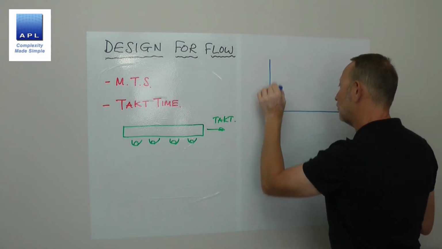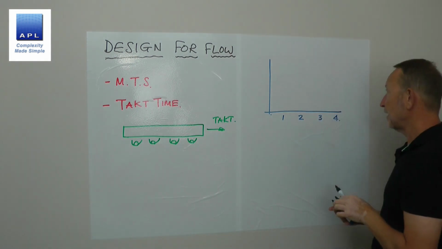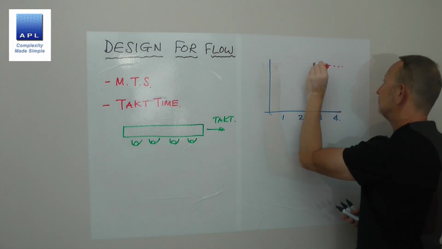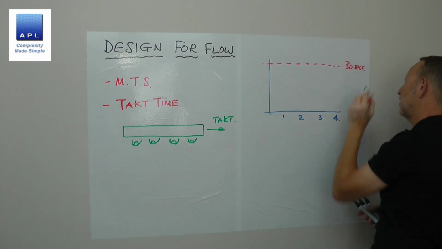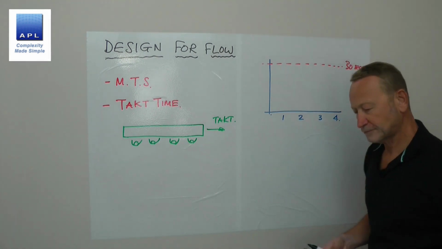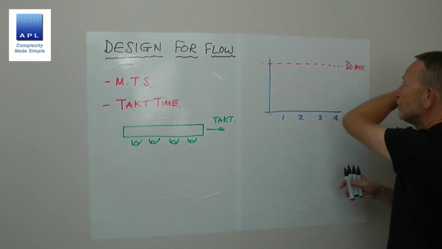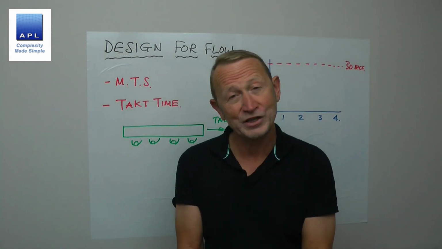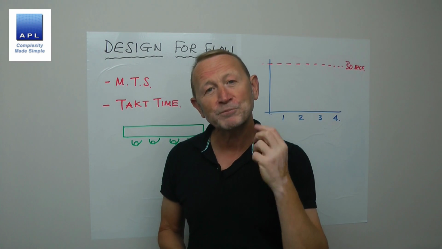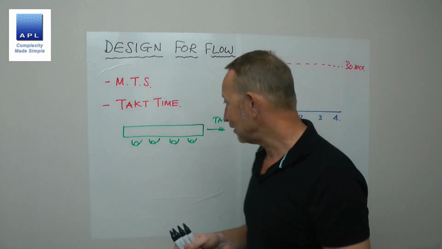So obviously what we've got is the 4 stations. Let's say that the takt is asking us to produce at 30 seconds. And of course, the term line balance sort of suggests that we're going to give everybody the same amount of work. Well, that probably isn't going to be the case, because here's how I want you to set the line balance up.